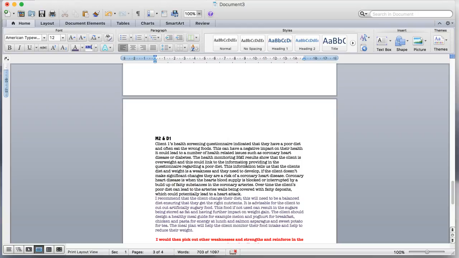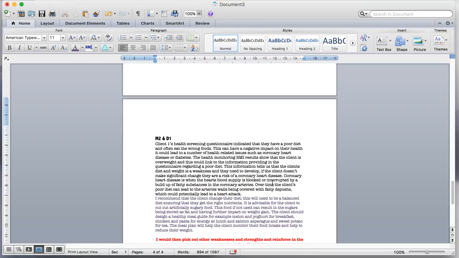The health monitoring BMI results show that the client is overweight, and this could link to the information provided in the questionnaire regarding poor diet. So I'm saying that their poor diet could have an impact on their BMI score. This information tells us that the client's diet and weight is a weakness and that they need to develop. If the client doesn't make a significant change, they're at risk of coronary heart disease.